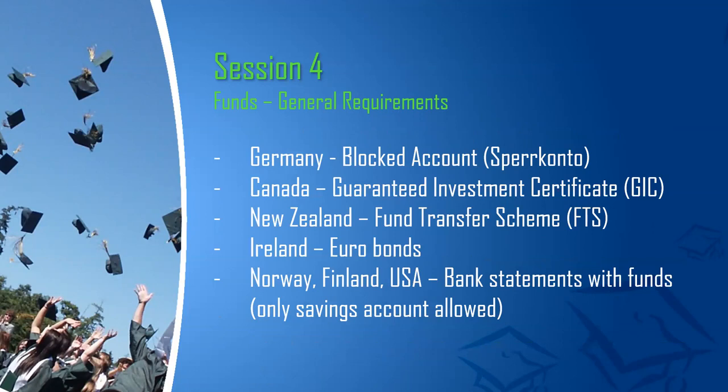So these are the different kinds of blocked accounts or in-advance funds that you need to show for the different countries. Germany, you need to show them a blocked account. In Germany, it's called Sparkonto. Canada, it's called the GIC or the Guaranteed Investment Certificate. New Zealand, it's called the Fund Transfer Scheme. Ireland, it's called Eurobonds. And for Norway, Finland, and USA, you need to show them bank statements with a savings account showing that you have adequate funds for 1 year to prove that your living expenses are intact before you can get an offer letter.